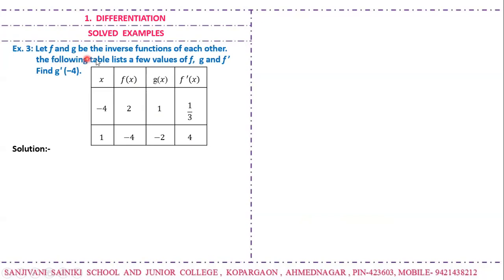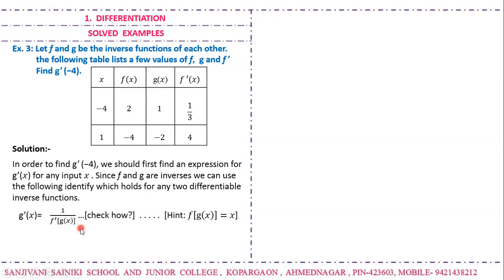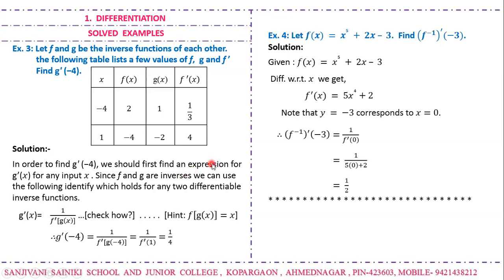Let f and g be inverse functions of each other. The following table lists the values of f, g and f dash. We already started such an example in the last lecture. So g dash of x is equal to 1 upon f dash of g of x. So put the values and you will get the corresponding solution. So just go through this video and write it in your notebook.